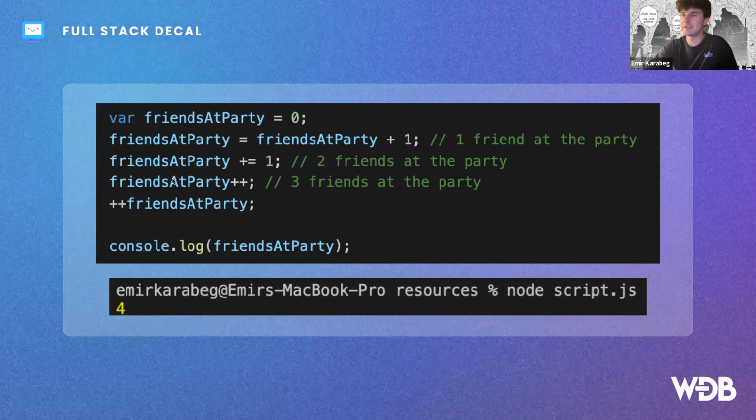Just don't use this last one. It's so confusing. Why would you put that? If I saw that in someone's code, I'd be pretty confused. This is fine. Plus equals one is maybe even the best, but plus plus is okay too. Whatever you want to use, just keep it conventional. This last one, I don't even know why it's allowed. It should be illegal, but it's going to run completely fine. So if I console.log friends at party, 4 is going to come up. Guess I'm using that last one. I might have to mark you on your homework if I see that. No, I'm just kidding.